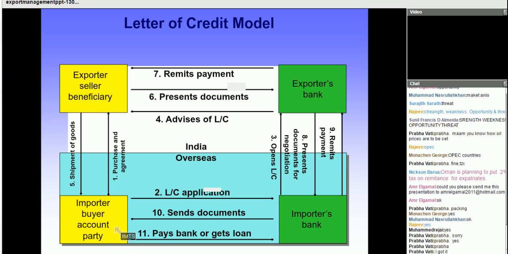Yes, then the importer's bank sends the documents to the importer. I just used the wrong notion. It's not at the time of letter of credit. It is just when the bill of exchange has been drawn. It is just in that case, not every time.